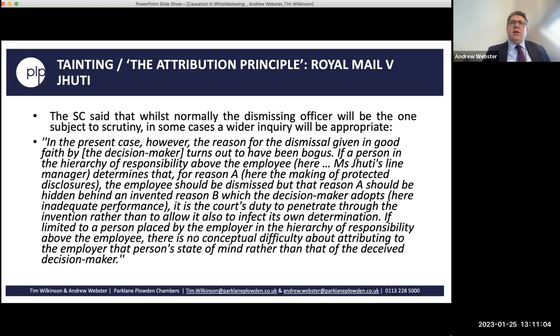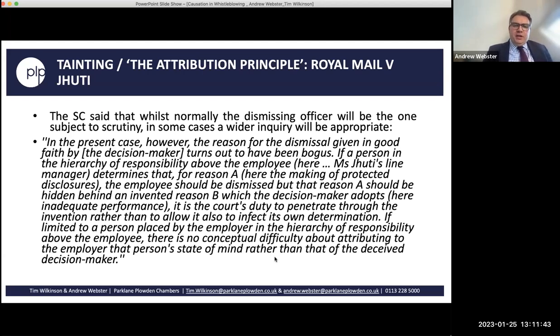If a person in the hierarchy of responsibility above the employee, here Ms. Duty's line manager, determines that for reason A, here the making of a protected disclosure, the employee should be dismissed, but that reason A should be hidden behind an invented reason B, which the decision maker adopts, here inadequate performance, it is the court's duty to penetrate through the invention rather than allow it also to infect its own determination. If limited to a person by the employer in the hierarchy of responsibility above the employee, there is no conceptual difficulty about attributing to the employer that person's state of mind rather than that of the deceived decision maker.